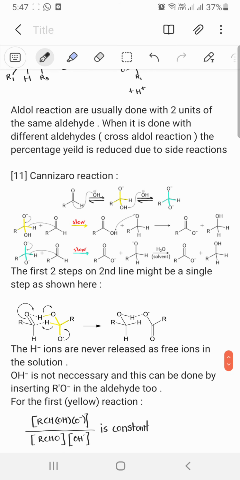Fine. Cannizzaro reaction. Oh, yeah, this thing has that hydride shift over there, which, yes, this thing. Yeah. Right. That makes sense.